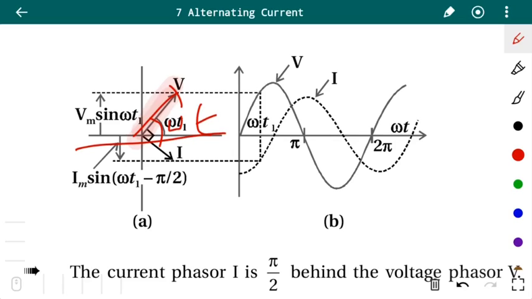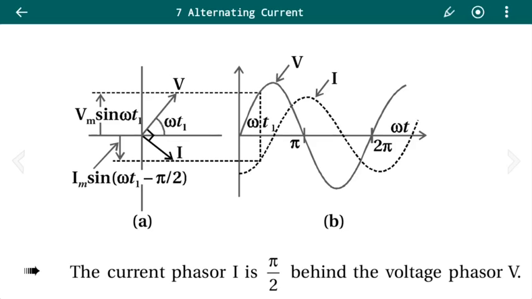And we know that current lags the voltage by 90 degree, that is omega t minus 90. So from this omega t angle, 90 degree is to be subtracted, and the vector that we get is nothing but the current. Taking the projection of the voltage on the y-axis will give us Vm sin omega t1, that is this, and taking the projection of the current on the y-axis, we get the current, that is Im sin omega t1 minus pi by 2.